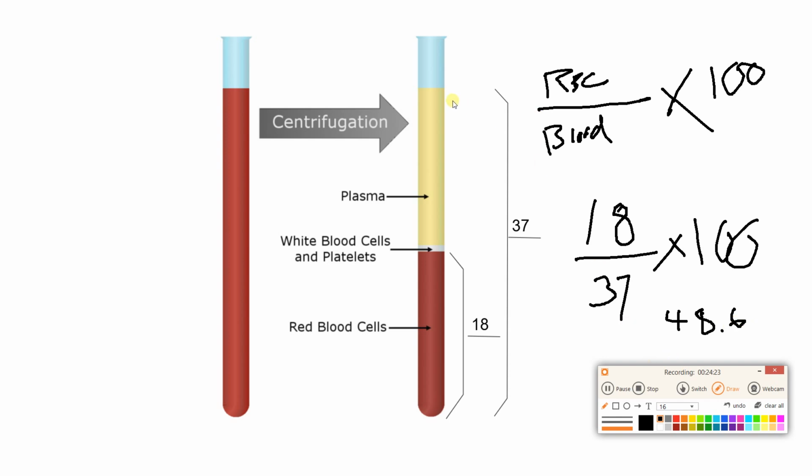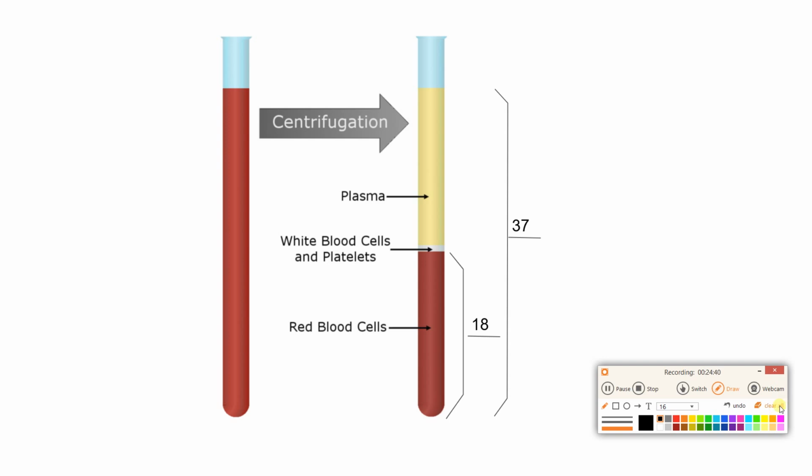So all we do is measure the red blood cells. We use a ruler to do that. Also measure the entire blood. Divide red blood cells by blood, times it by 100. And we could tell if this person was anemic or polycythemic if we did this.